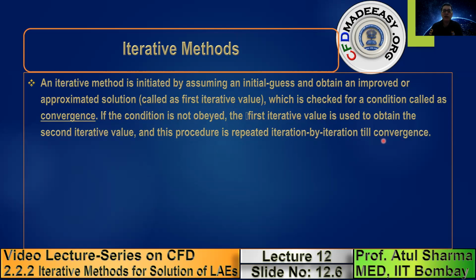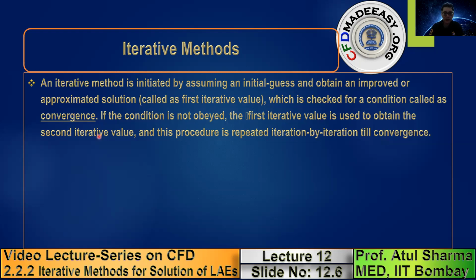Otherwise, we start with the first iterative value, obtain the second iterative value. From the second iterative value, we obtain the third iterative value. And this way, our iterations continue until we reach a particular iteration which obeys this condition which we call convergence. If that is obeyed, then that iterative value becomes the true value or the approximate solution of the system of linear algebraic equations.